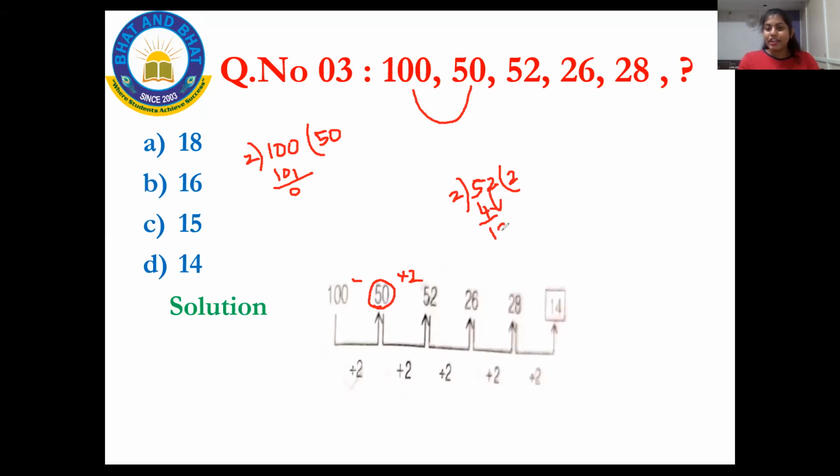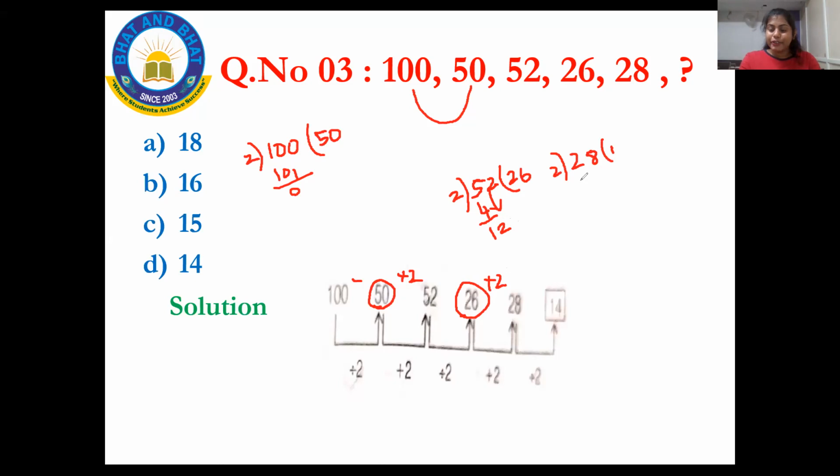How many 6s are 12? 2 6s are 12. So, if I divide 52 by 2, I will get the answer 26. 26 plus 2 is 28. Now, this answer, 28, divided by 2. What is the answer?